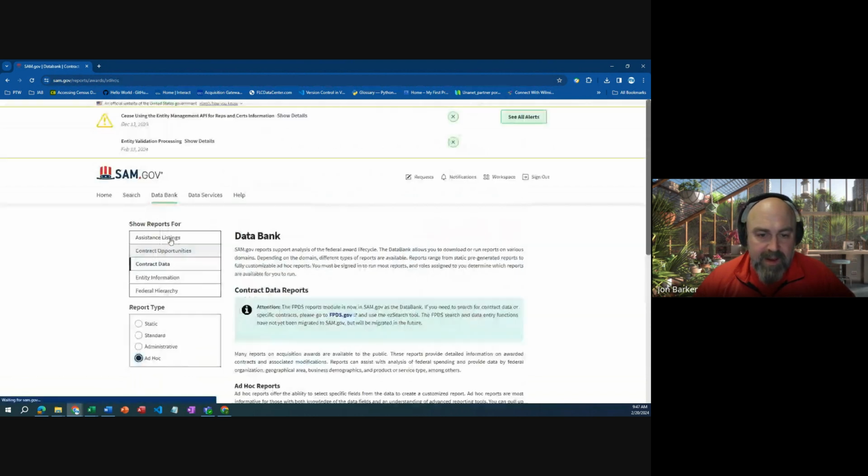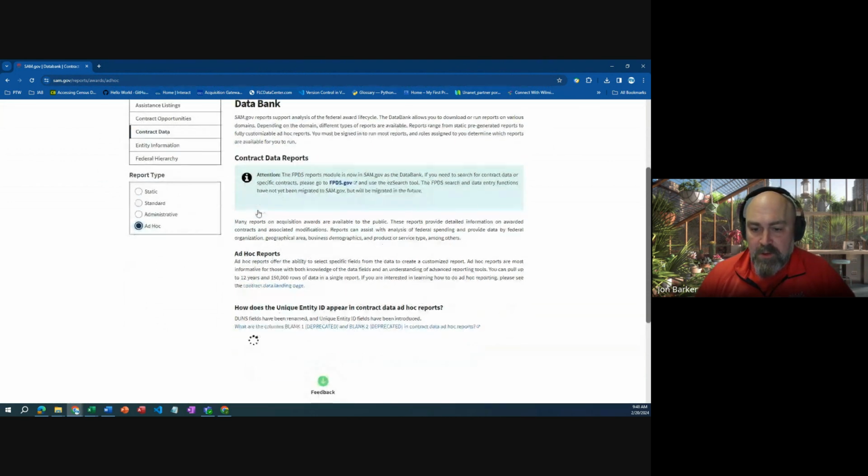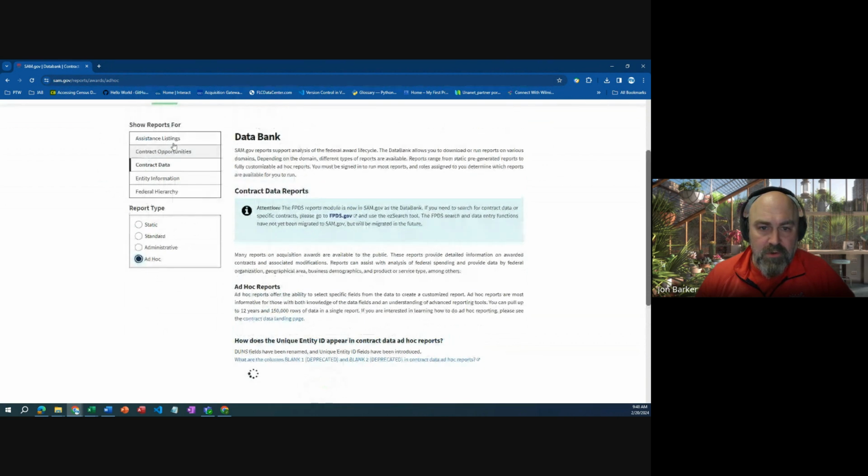It's where every entity must register their business in order to be eligible for prime government contracts and or grant opportunities. So we go into, these are the domains here, right? This is for grants, this is for government contracts, this is for data, which is where we're in. It's taking a while to load here.